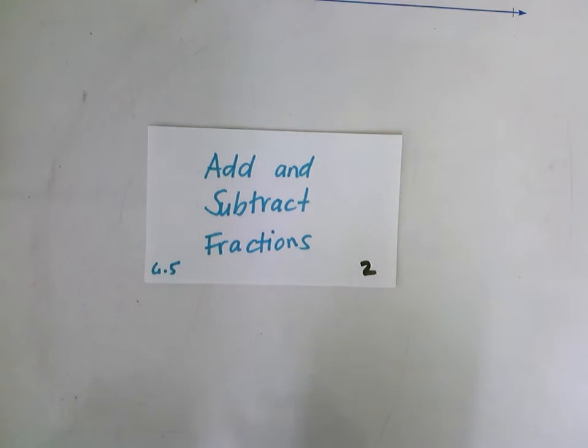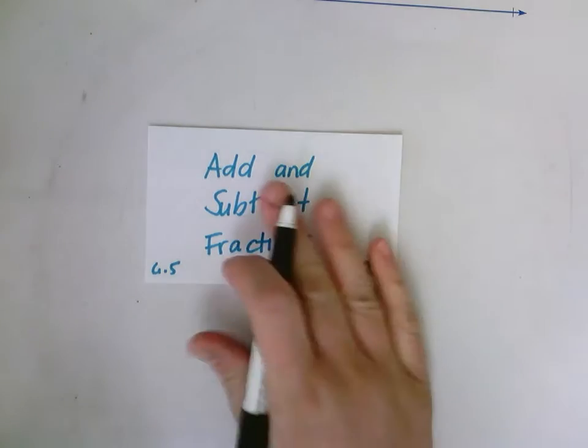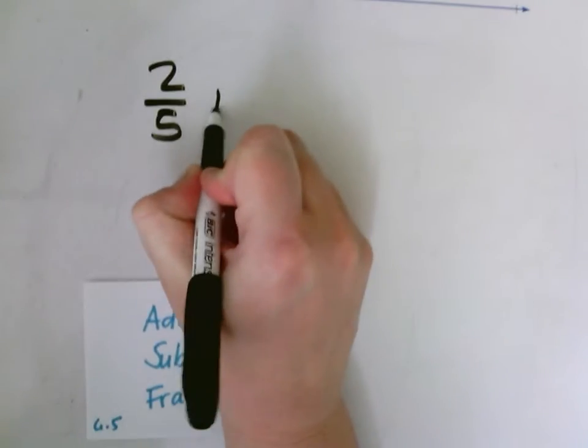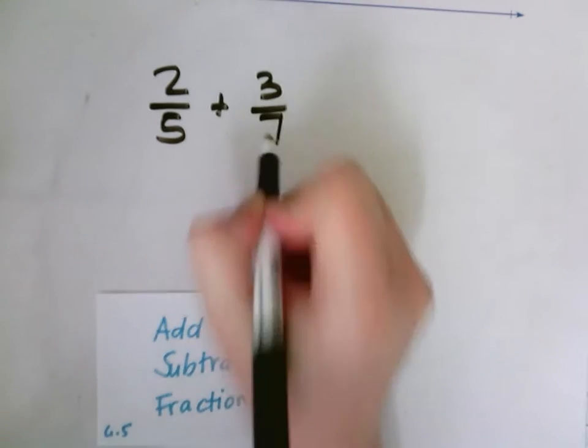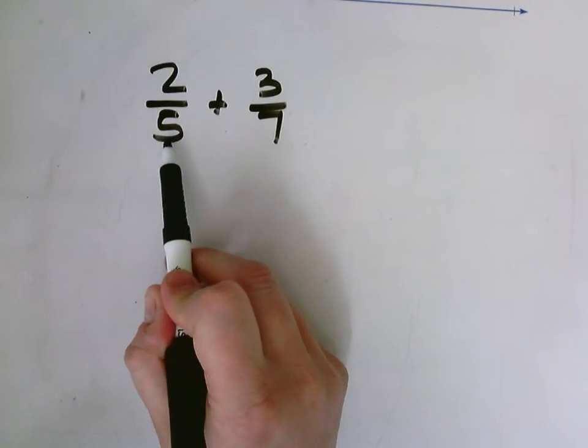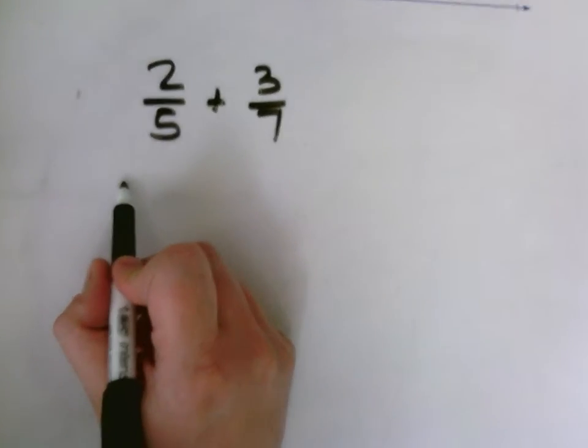We're going to do 2 more examples of adding and subtracting fractions, finding a common denominator. Okay, so our first problem is going to be 2/5 plus 3/7. So I'm looking and I see that I do not have a common denominator, so I'm going to need to find one.